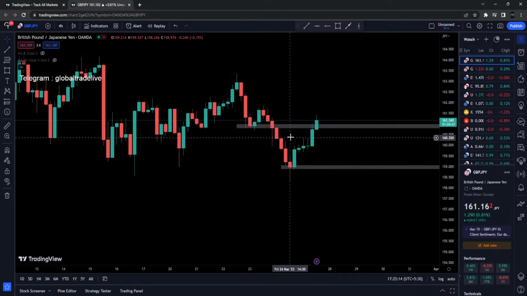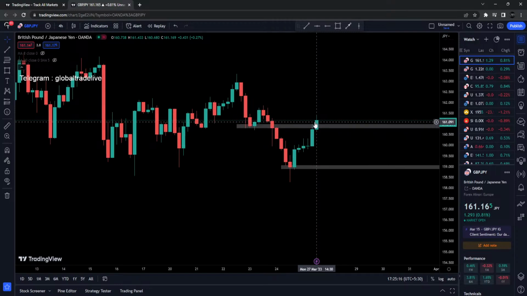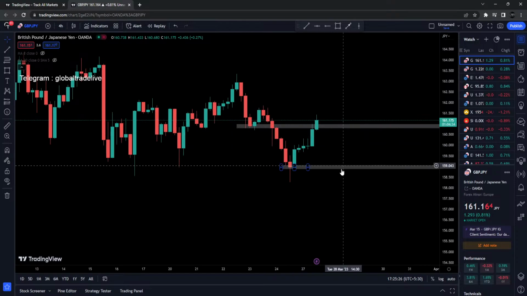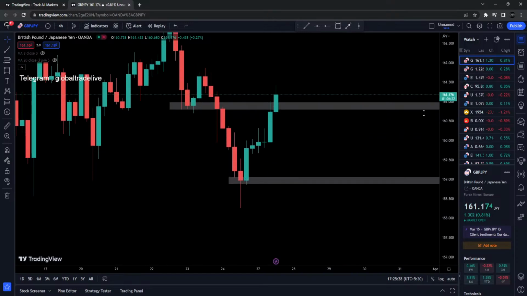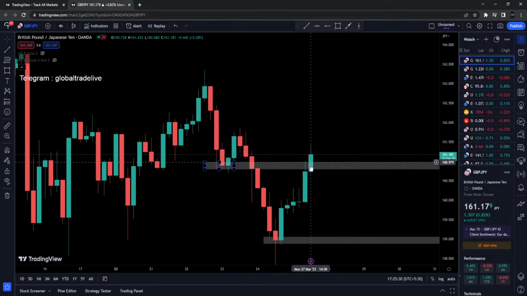Now, looking at the current 4 hour candle, which has 1 hour left to close, it just went above that support it created earlier, and might be closing above. In case this candle closes above that support area, then the chances of moving up are increasing in GBP JPY.